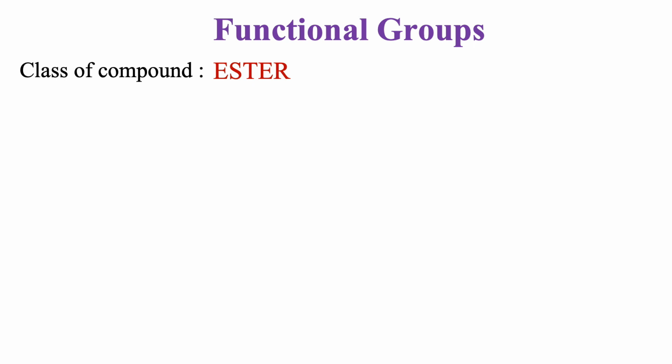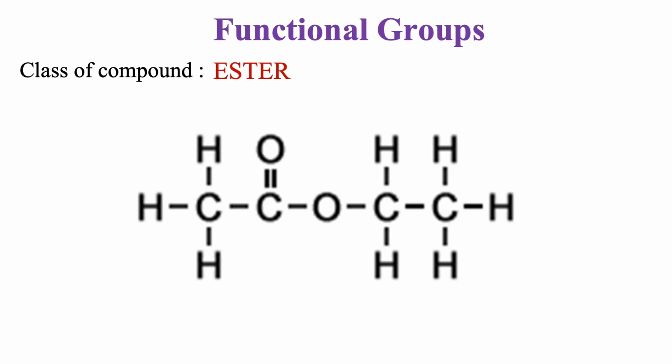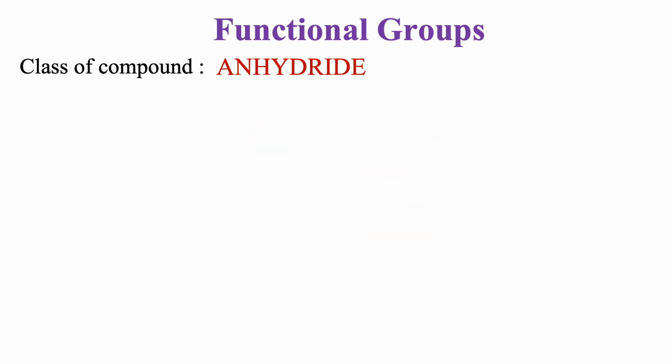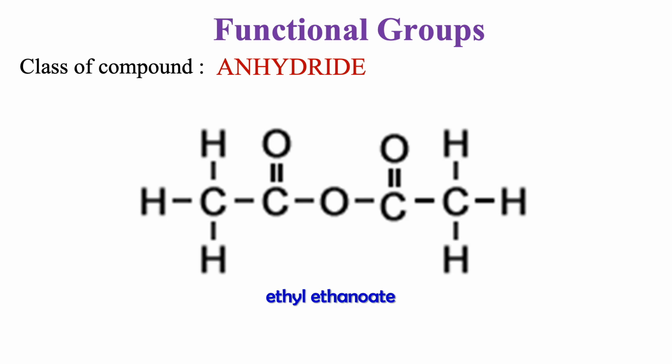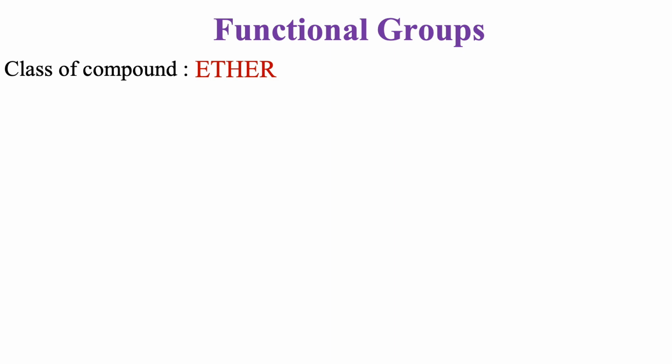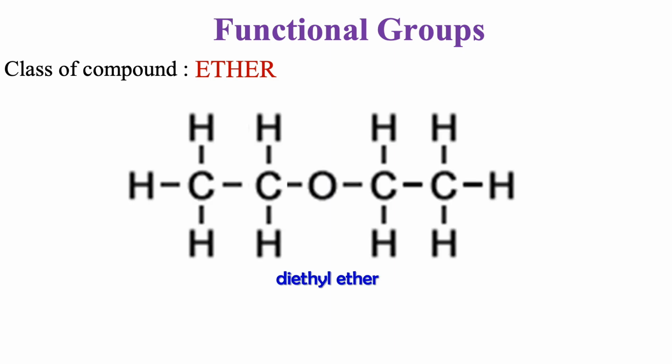The next class of compound is ester. This is an example of an ester compound. The functional group is known as the carboalkoxy group. The next class of compound is anhydride. This is an example of an anhydride compound. The functional group is known as anhydride. The next class of compound is ether. This is an example of an ether compound. The functional group is known as the alkoxy group.